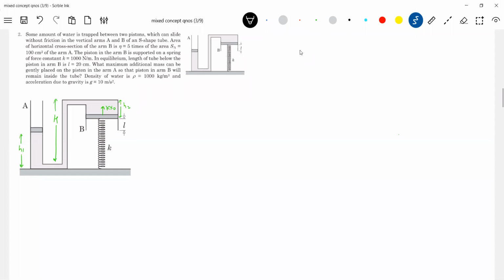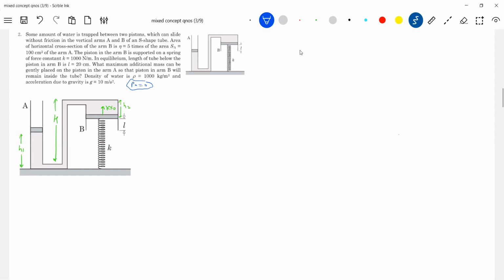Without friction in vertical arms, the piston arm is supported on an equidistant length of the tube. What maximum additional mass can be gently placed on the piston, so that the arm will remain inside the tube? So shall I proceed here? We'll neglect atmosphere. P naught I'll write here, to minimize calculations. Okay, let's write the equation.